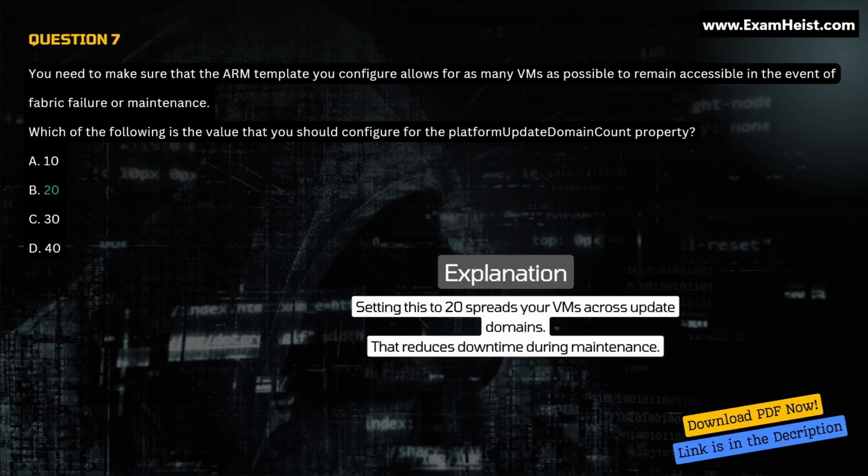Explanation: setting this to 20 spreads your VMs across update domains. That reduces downtime during maintenance.